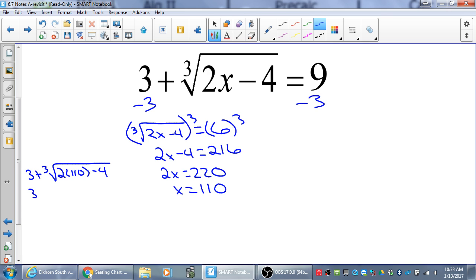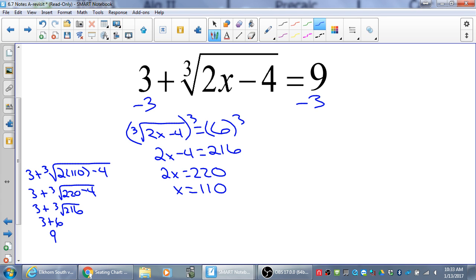And so we have the third root of 220 minus 4, and you can just plug this into your calculator and see if you get 9. 3 plus the third root of, that's 216. 3 plus 6, so we actually do get 9.